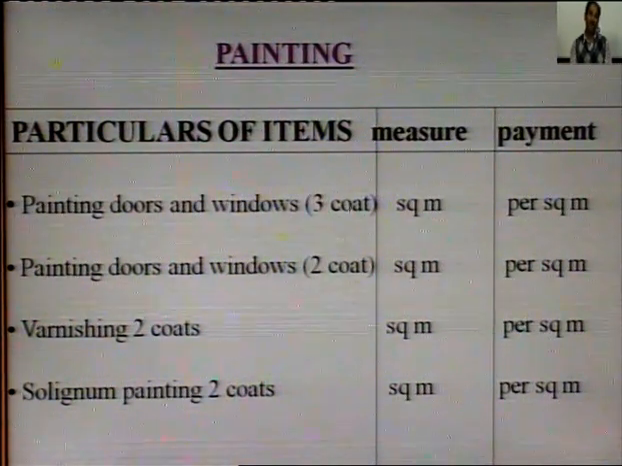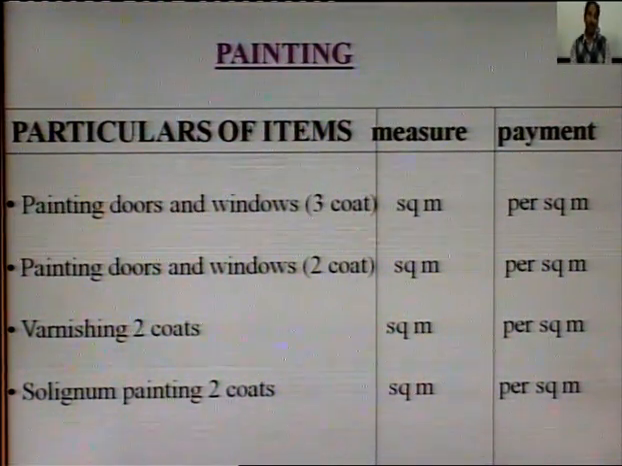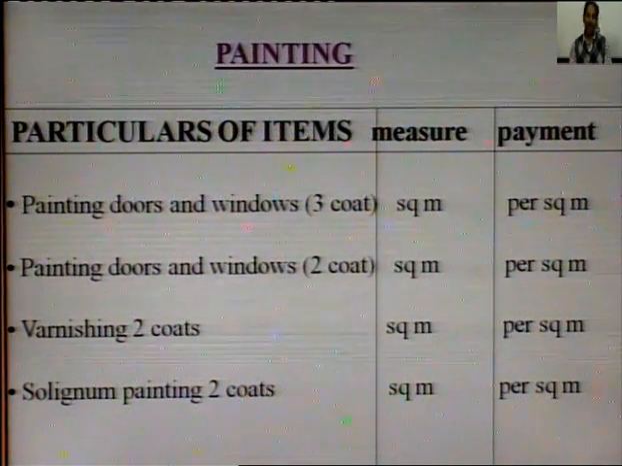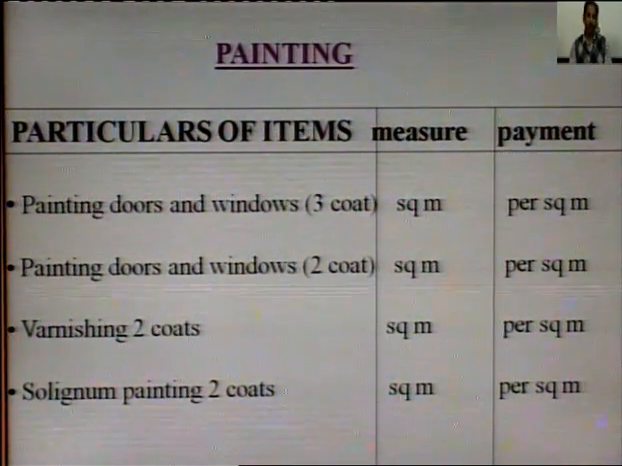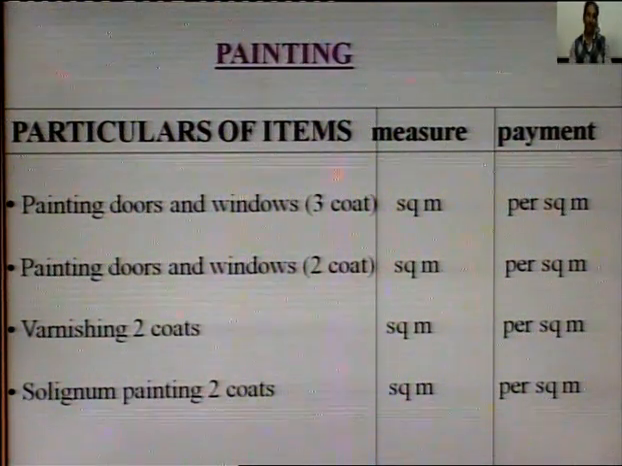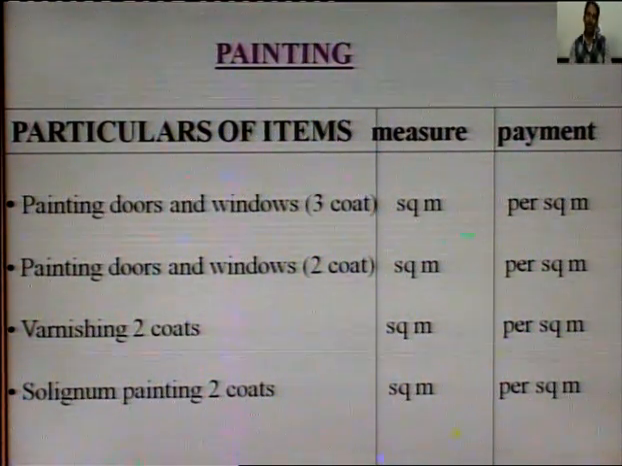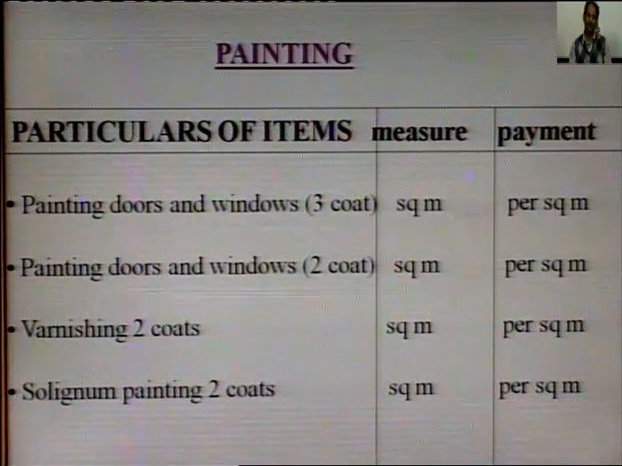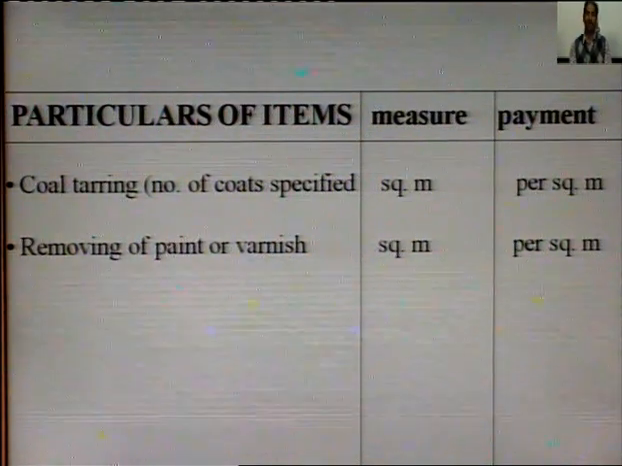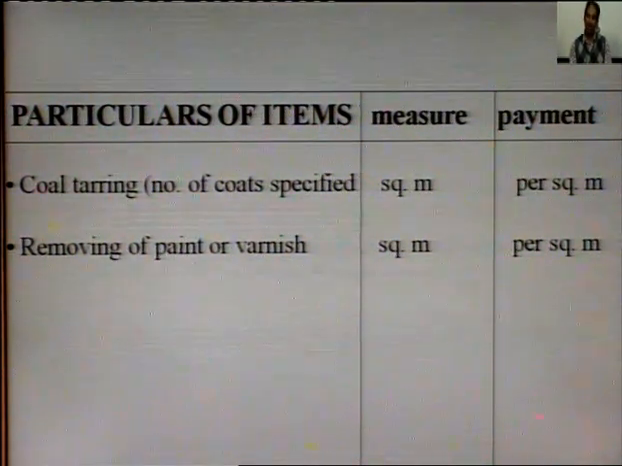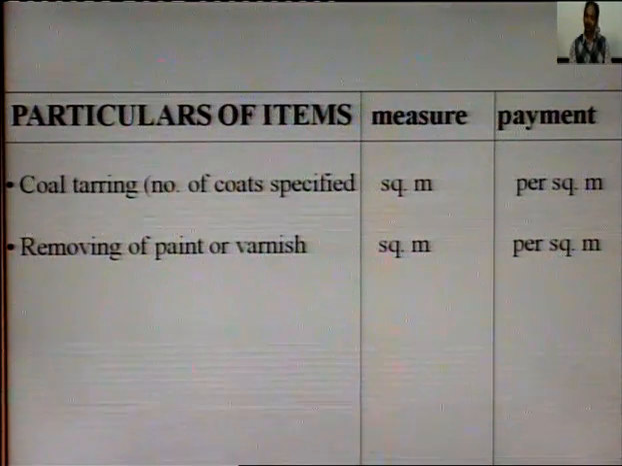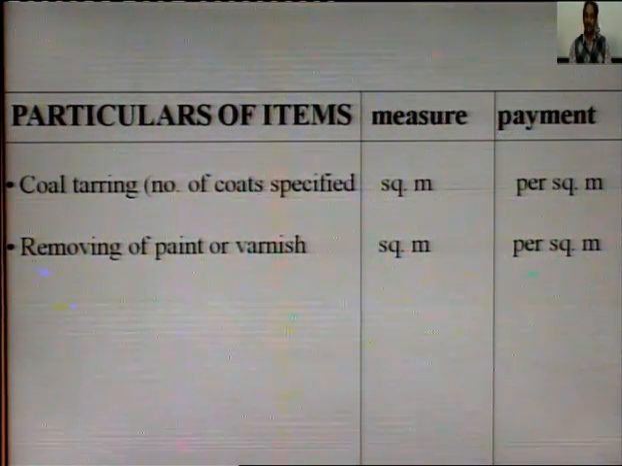And then painting the surface, painting door and windows 3 coats, your unit of measurement is square meter, unit of payment is per square meter. And then painting door and windows 2 coats, your unit of measurement is square meter and payment is per square meter. Varnishing, distempering 2 coats, your unit of measurement is square meter, unit of payment is per square meter. And then coal tarring, number of coats specified, always measured in square meter and your unit of payment is per square meter. Removing the paint or varnishing is always measured in square meter.